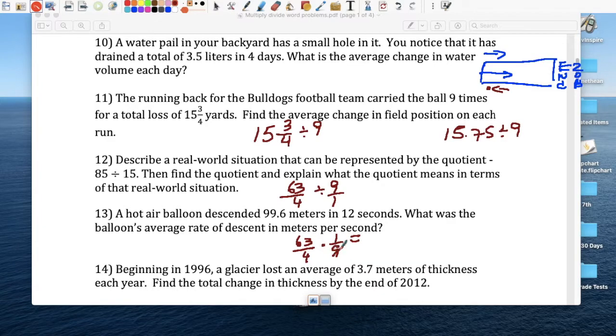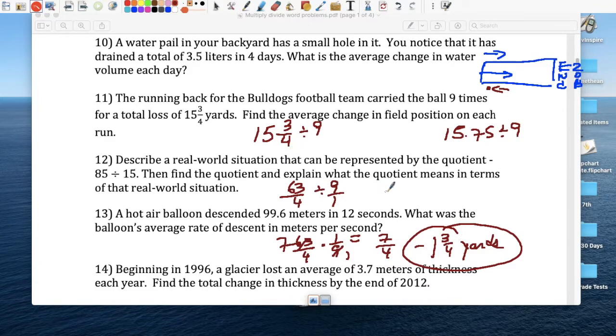The 9 and 63 can be cancelled out with 1 and 7. Oh, I guess maybe that's not that bad. 7 times 1 is 7 on the top, and 4 times 1 is 4 at the bottom. And changing that to a mixed number, we get 1 and 3/4. So there was a loss, on average, of 1 3/4 yards per carry. So every time the poor running back got the ball, he actually went backwards 1 3/4 yards. Okay.